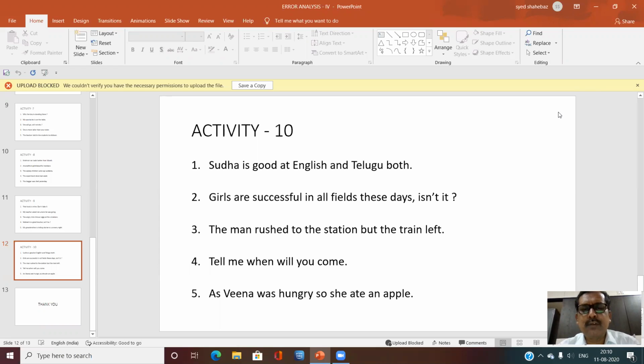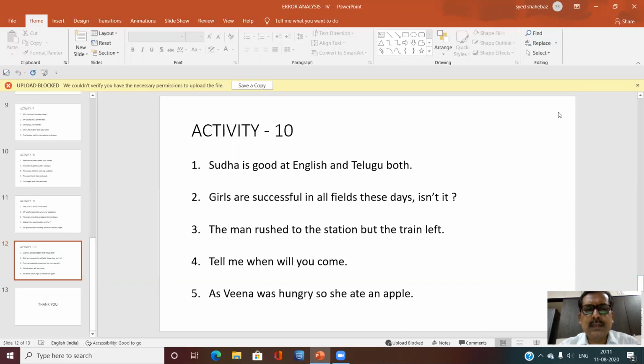Girls are successful in all fields these days, isn't it? Here the verb in the statement is are. So aren't they? The correct question: Girls are successful in all fields these days, aren't they?